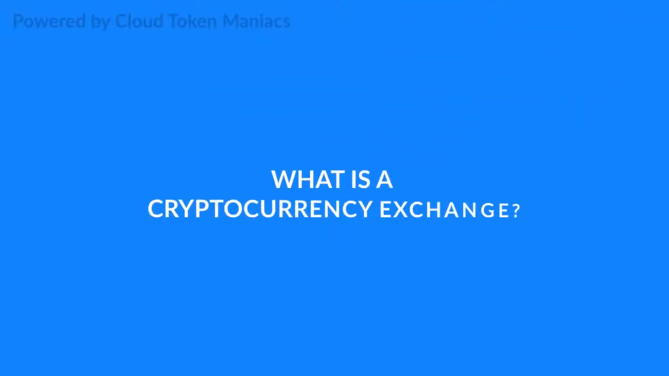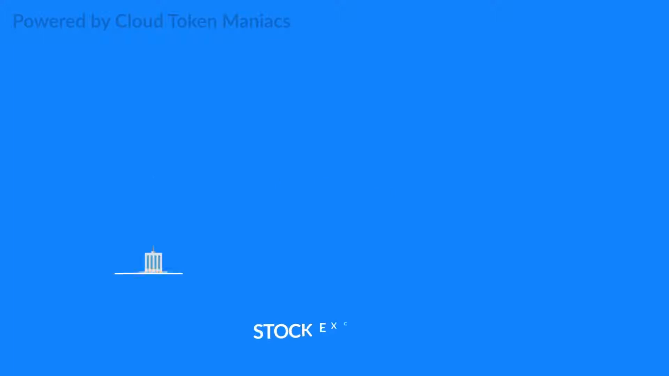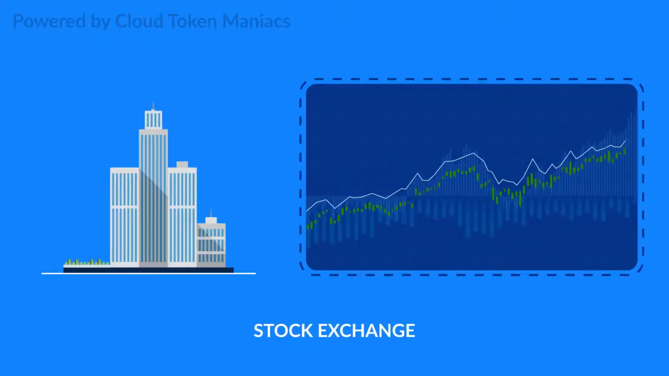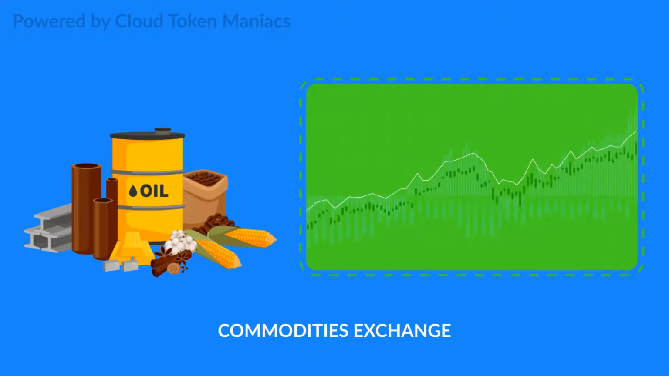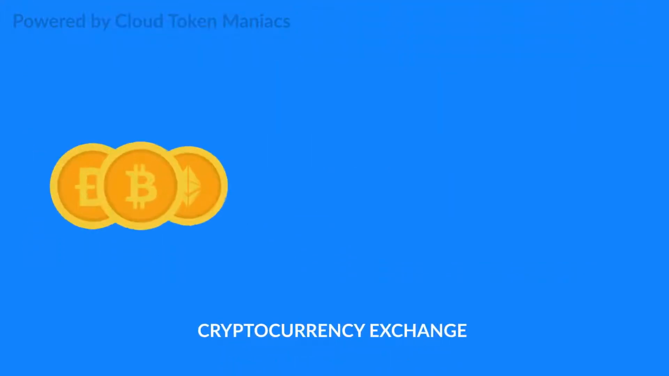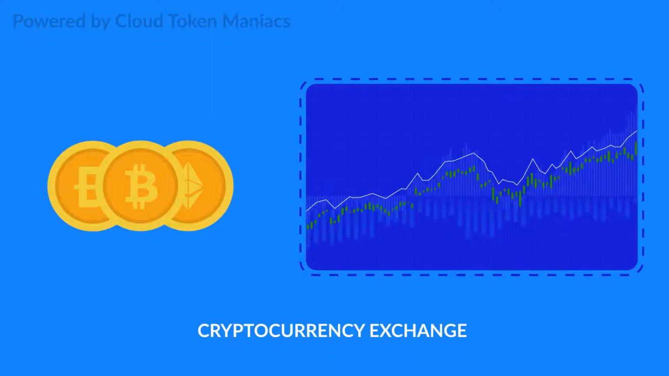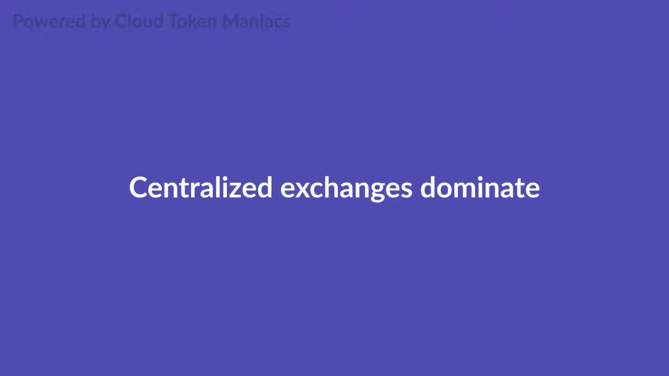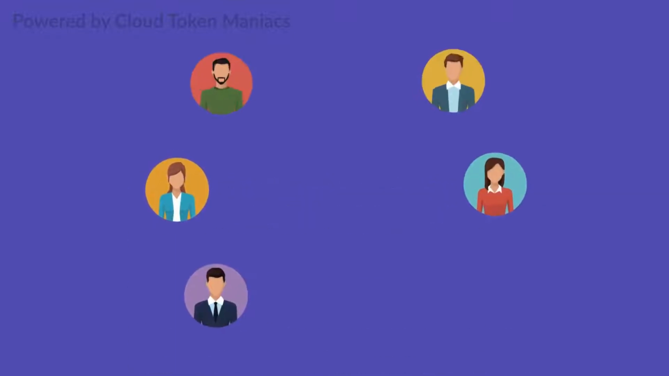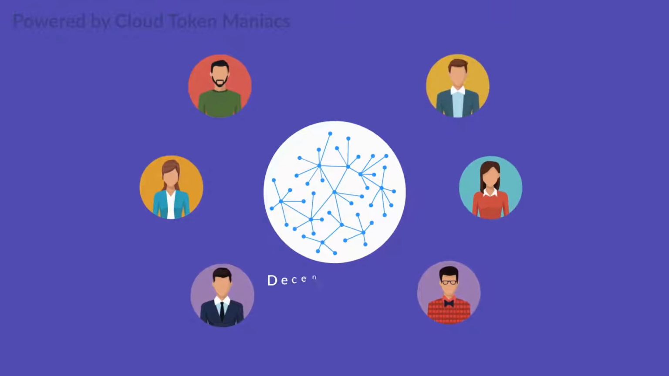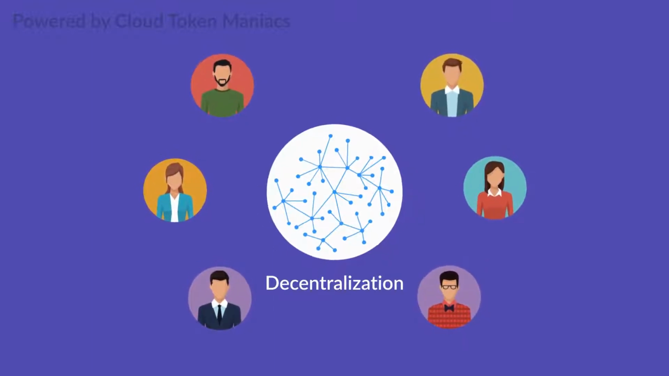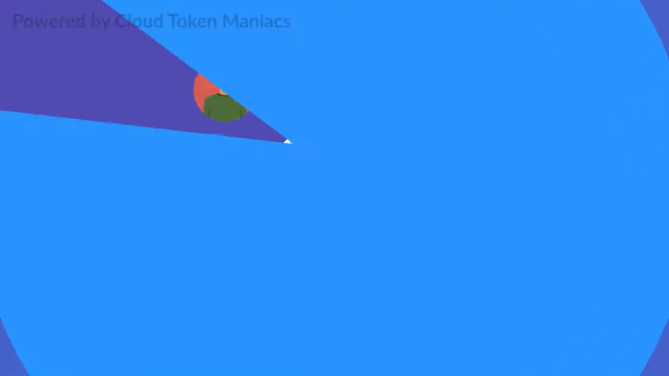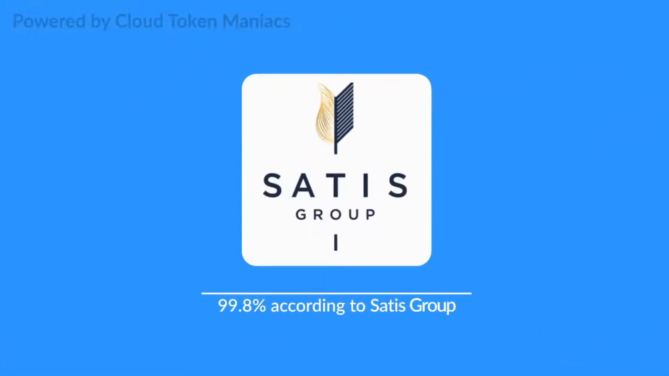What is a cryptocurrency exchange? Similar to a stock exchange, which facilitates trade in the shares of public companies, and a commodities exchange, which facilitates trade in commodities, a cryptocurrency exchange facilitates trade in cryptos. There are several types of crypto exchange. Centralized exchanges dominate. Many investors in and users of crypto subscribe to the decentralization promise of DLTs, yet practically all of the crypto trading volume flows through centralized exchanges, 99.8%, according to Satis Group.